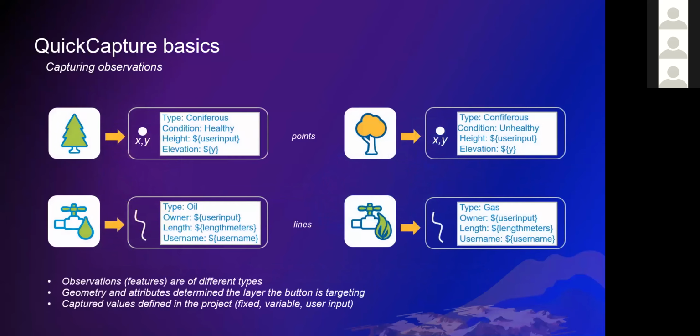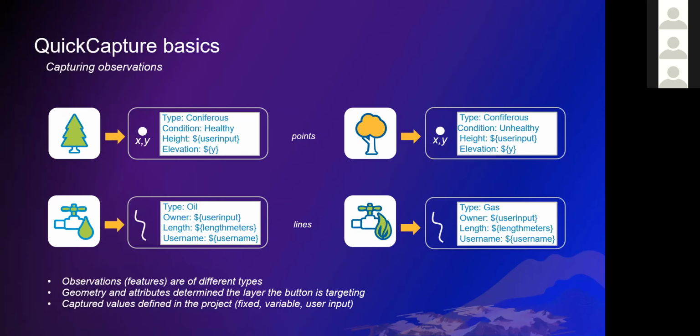So we can have a tree that is of type coniferous or type deciduous, and a different button for each. Depending on which button you push, it'll automatically calculate the type as coniferous or deciduous. You might also do type and condition, so you might have a healthy coniferous and an unhealthy coniferous, and a healthy deciduous and an unhealthy deciduous.